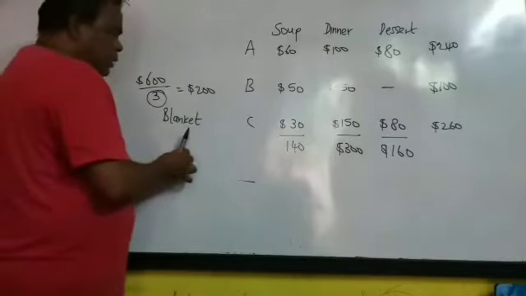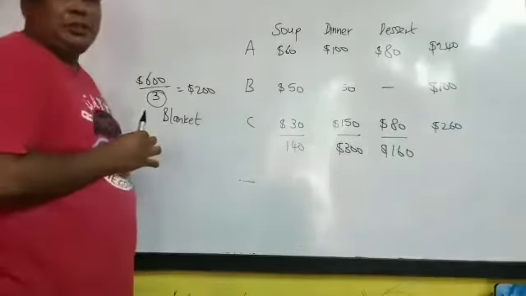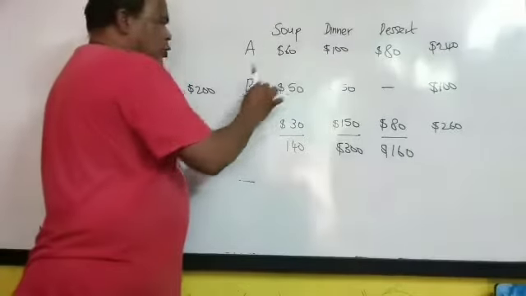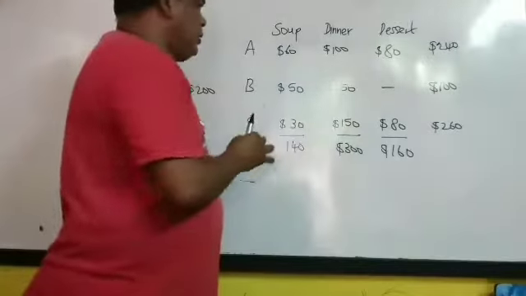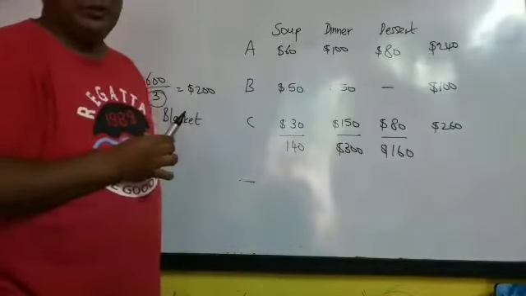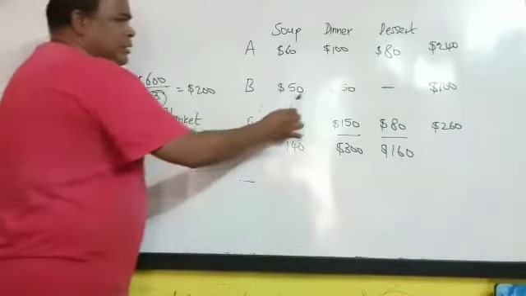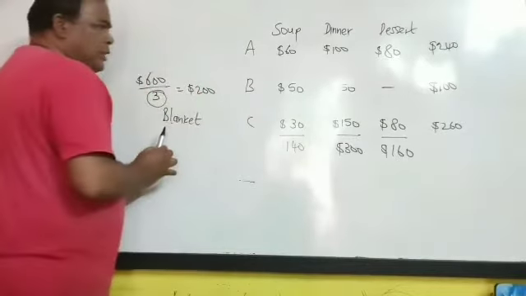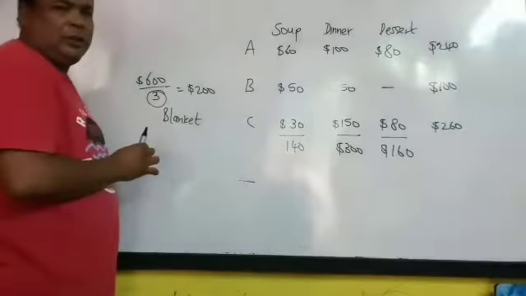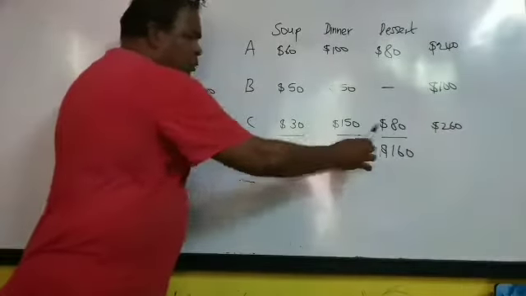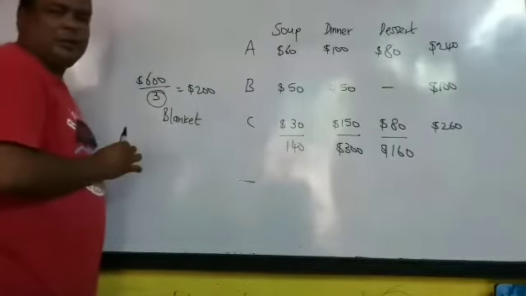Else it could have been calculated individually for each. A has taken soup $60, dinner $100, and $80 for dessert. He has to pay $240, but he paid only $200. B did not take any dessert. He has to pay only $100. How much did he pay? $200. C has to pay $260, but he paid only $200.